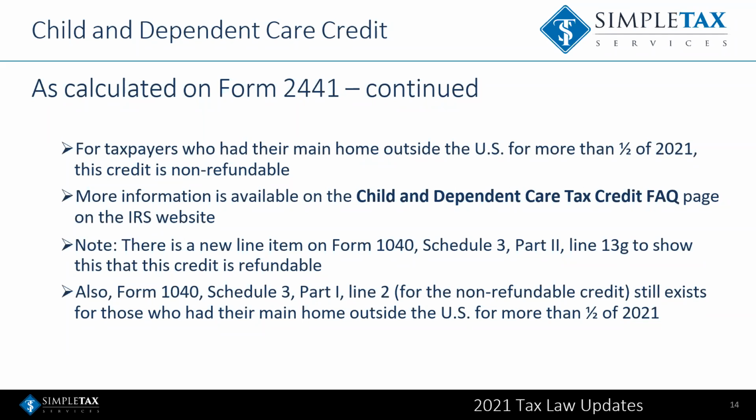Couple of things sort of to note here. There's a new line on the 1040 Schedule 3 Part 2, line 13G, that shows the refundable child and dependent care credit. Okay. It used to be 1040 Schedule 3 Part 1 line 2, and that line is still there, but that only applies to the non-refundable piece. So if you go looking for the credit to make sure that it's calculating correctly, you want to look at the 1040 Schedule 3 Part 2, line 13G.